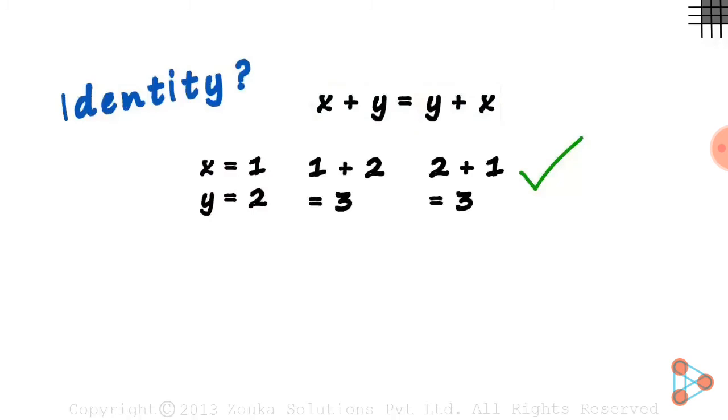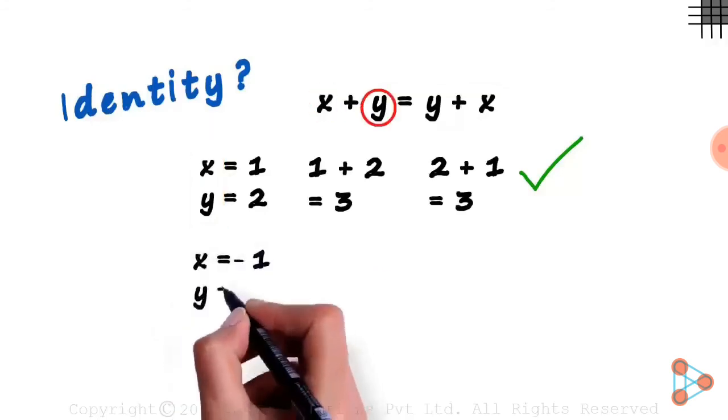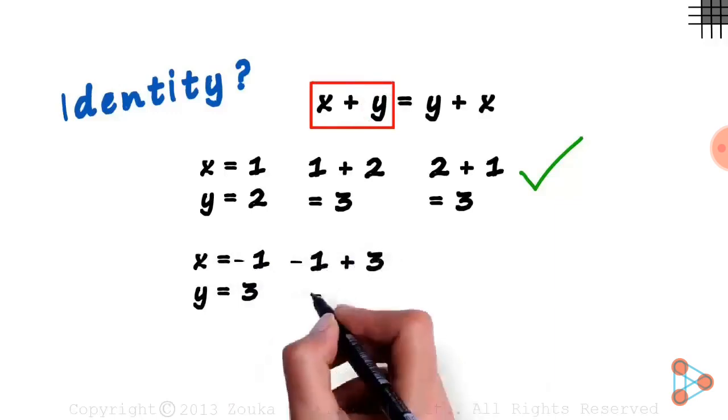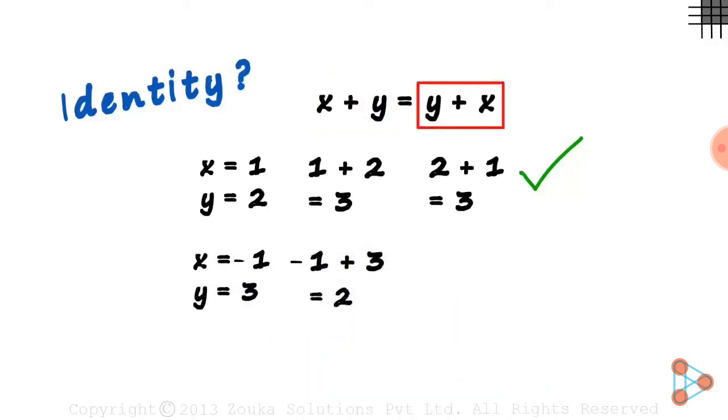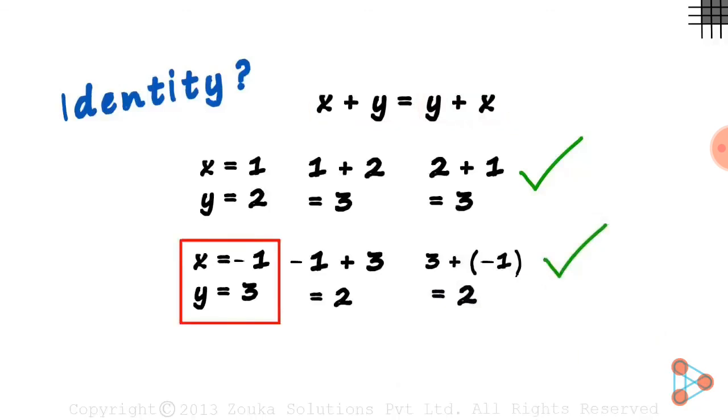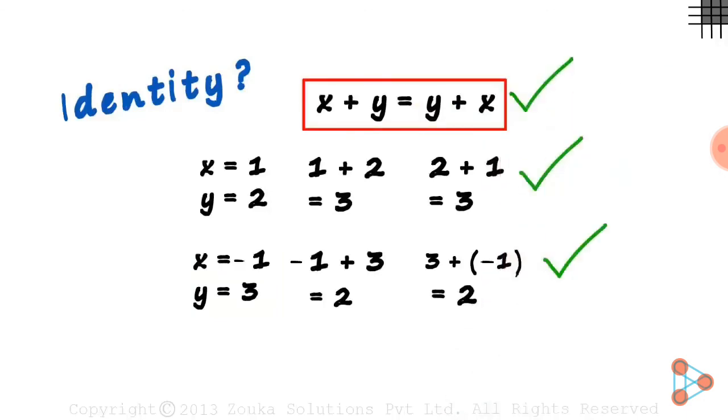Now we assume different values for x and y and check again. Remember, this will be an identity if it is satisfied for any values of x and y. Say x equals minus 1 and y equals 3. We get the left-hand side as minus 1 plus 3, that equals 2. And the right-hand side equals 3 plus minus 1, and that also equals 2. So the equation is satisfied for these values too. No matter what values you try out, this equation will always be satisfied. These kind of equations are called identities.